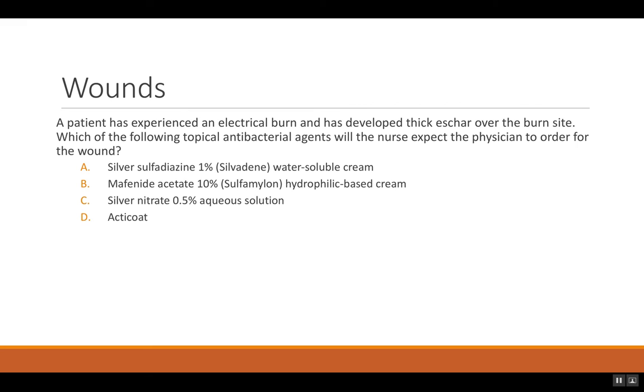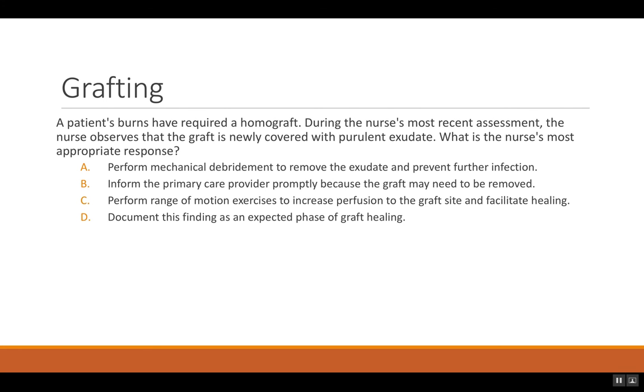A patient has experienced an electrical burn and has developed thick eschar over the burned site. Which of the following topical antibacterial agents will the nurse expect the physician to order for the wound? And the answer is B, and this is on page 1822. It actually diffuses through the eschar in the avascular tissue, and it's the only one that does, which is why the drug is the drug of choice for a site with the eschar. So if it's a 4th degree burn, this is what you're often going to see, or some of the 3rd degree, you'll see that particular medication ordered.